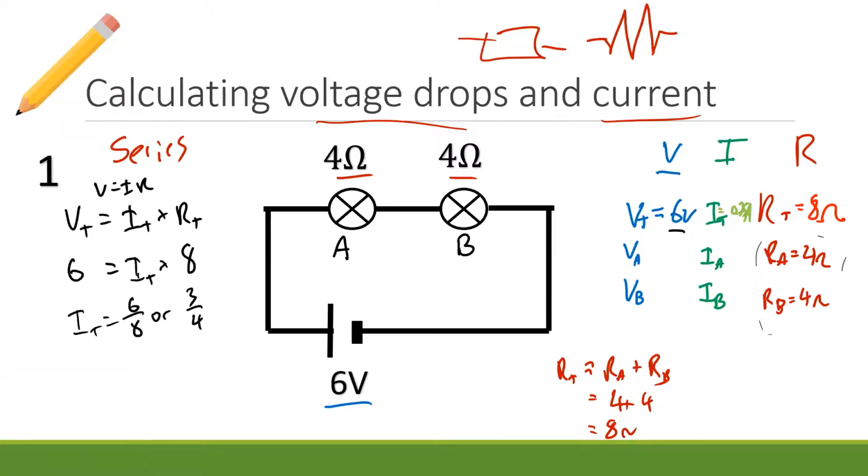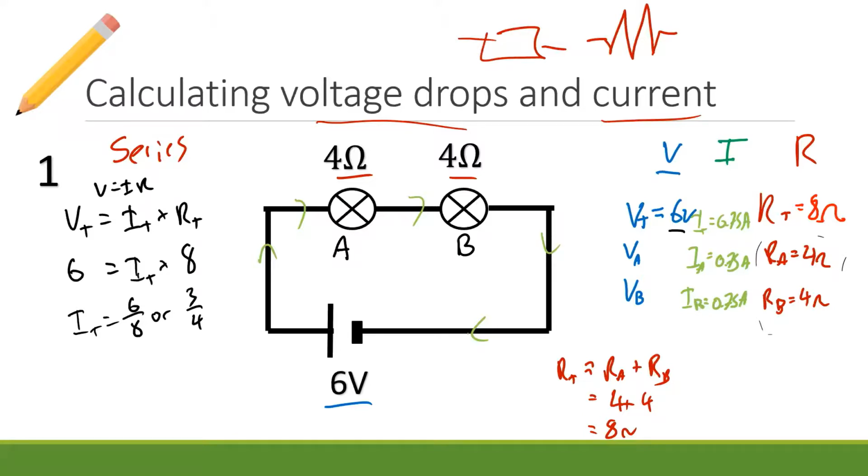Sorry, that's being a bit smooshed there. Let me see if I can space it out here. Our total current is 0.75 amps. Now, one of the advantages is because this is a series circuit, there is nowhere for our current to go. It only has one path. That means that our current through A is going to be 0.75, and our current through B is going to be, you guessed it, 0.75. There is nowhere left for it to go. That has to be the situation.